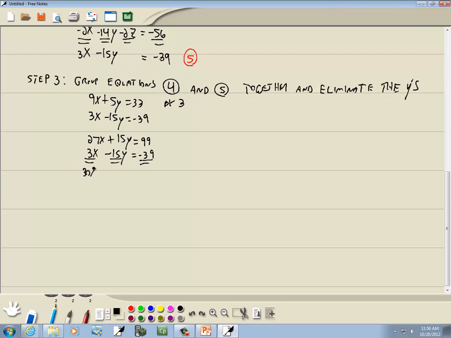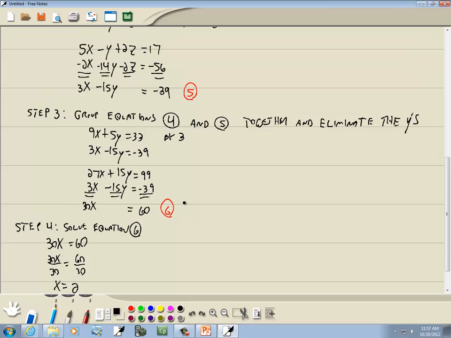That gives us 30x. 15y minus 15y drops away. 99 minus 39 gives us 60. And that's equation 6. Well, step 4. Solve equation 6. We got 30x is equal to 60. Divide both sides by 30. And we're going to get 60 divided by 30 gives us 2.